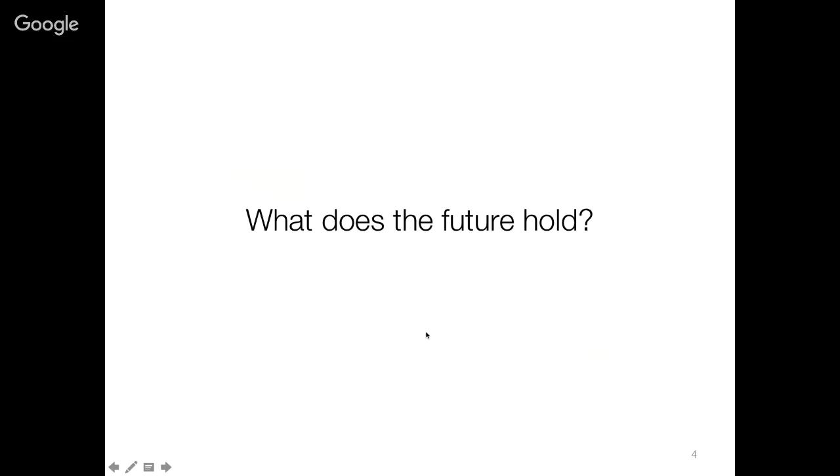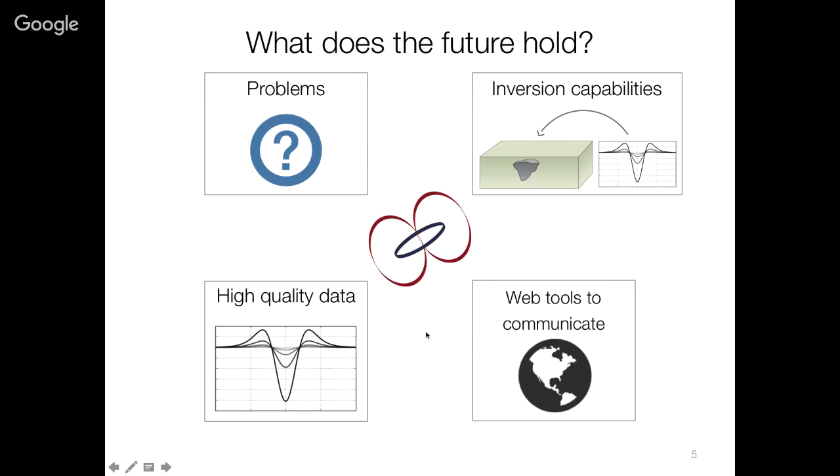So with that, what's control? Well, here we go back to where we started with: we've got problems, high quality data, conversion capabilities, and web tools to communicate. So I said what we're trying to do is to get people connected and to promote the use and the usefulness of EM for a variety of problems.